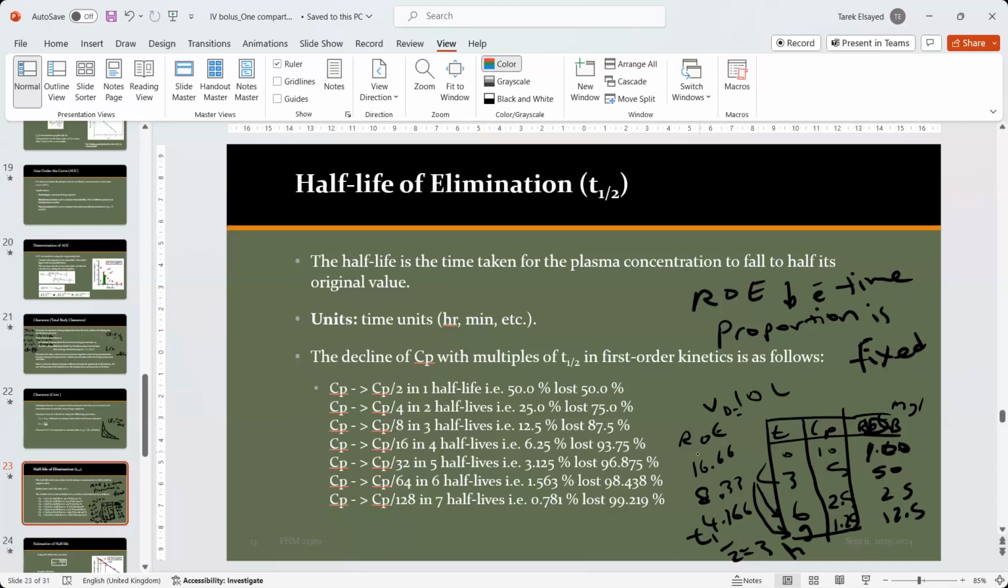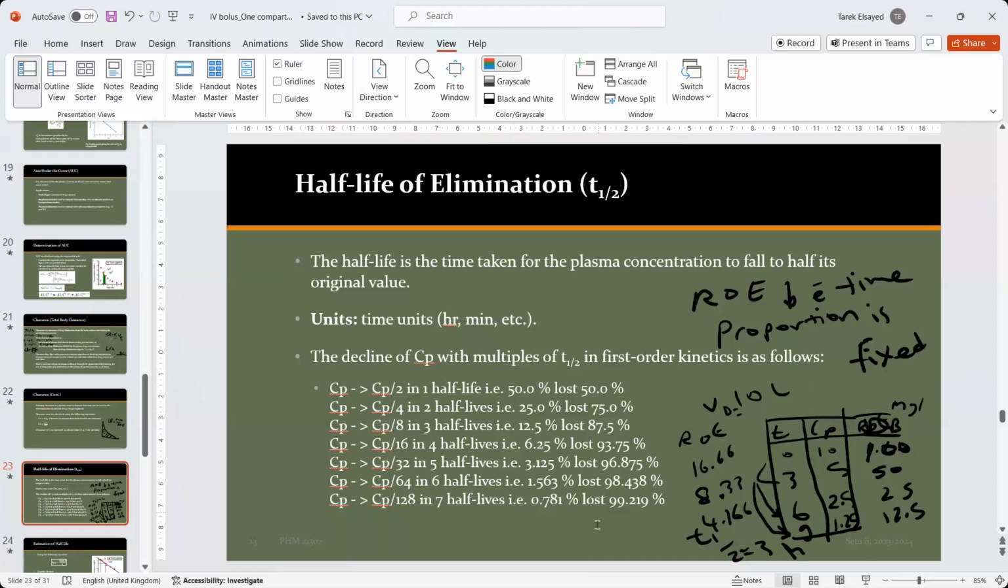So you can notice that the rate of elimination is decreasing with time, but the proportion is fixed. At the same time interval, the fraction removed from the body is the same. Irrespective of the half-life of the drug, after one half-life the concentration becomes 50%. We lost 50%.